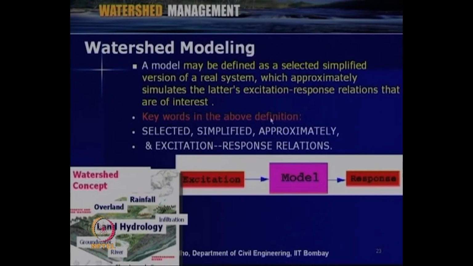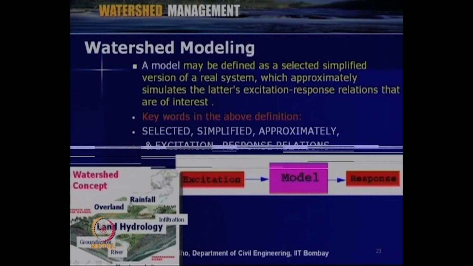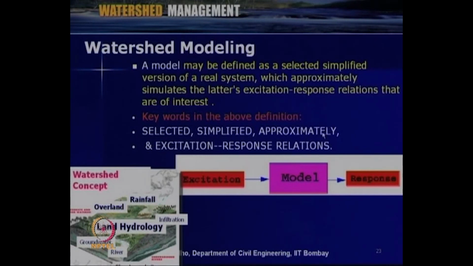So, the keywords in this definition are: selected. So, we select the watershed, then we simplify. So, we simplify by putting various assumptions, then we approximate some of the parameters, that is, approximately, then excitation, say for example, in watershed modeling the excitation is the rainfall, then what is the response? Response here is the runoff.